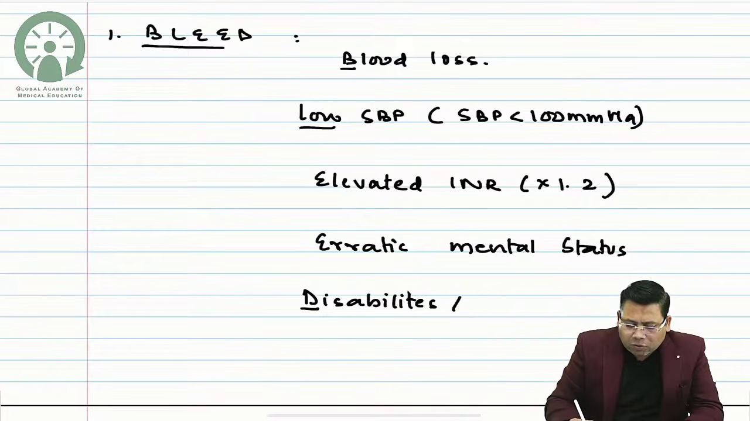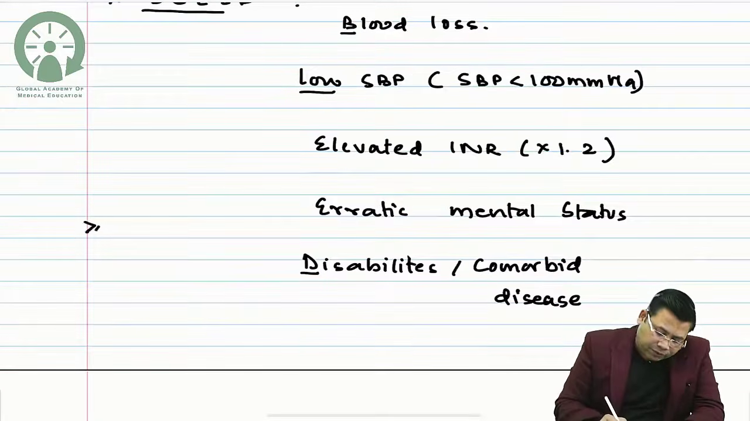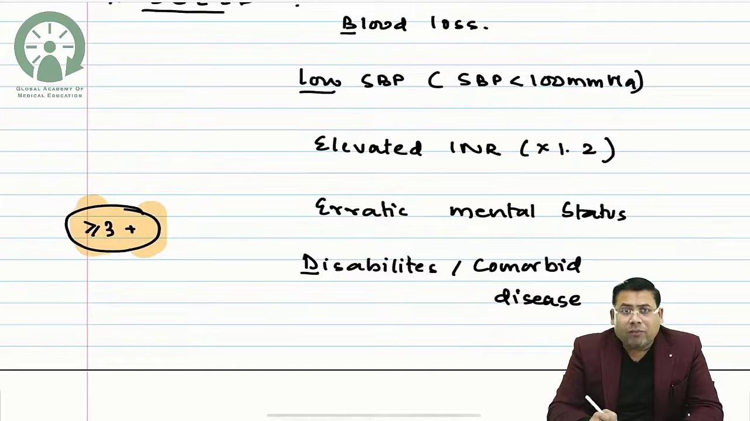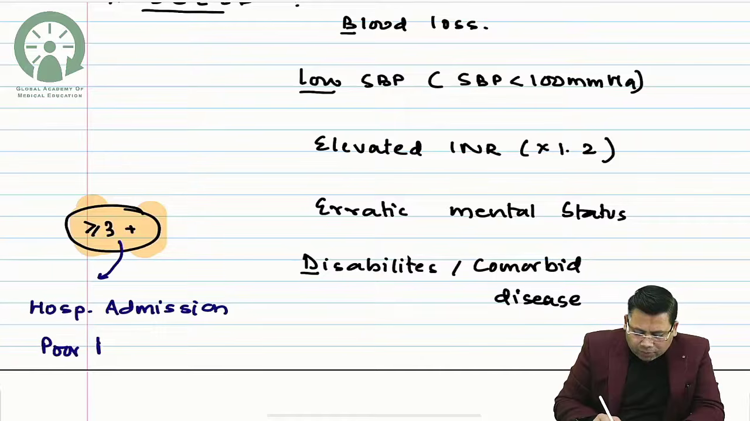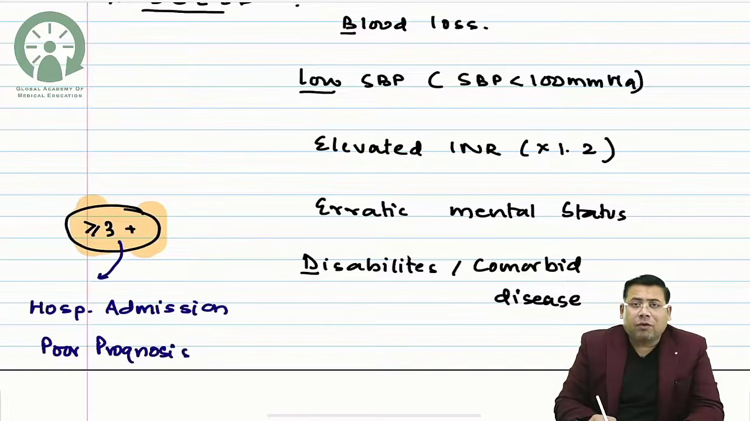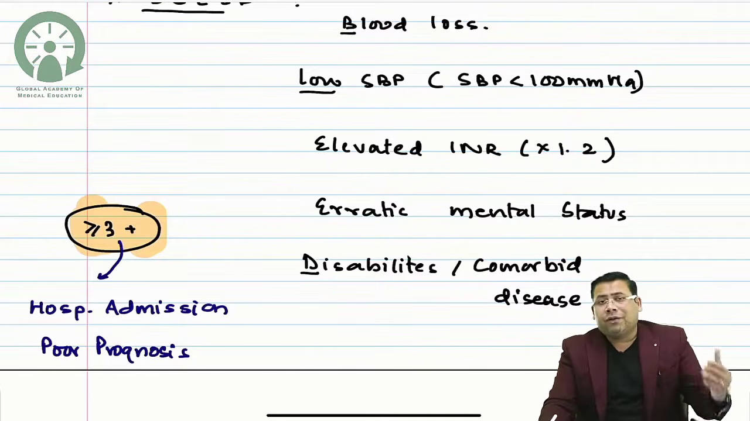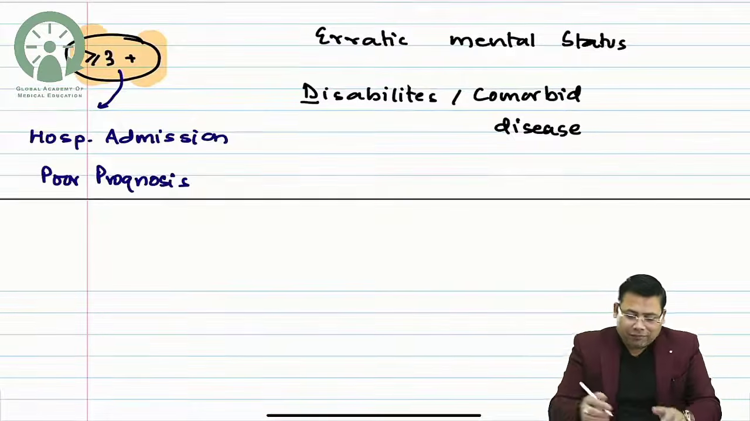Disabilities or comorbid diseases, they are very simple things that you need to understand. So, out of them, if 3 or more parameters are positive, this is first of all indicative of hospital admission. So, this is an admission criterion also. The second is it is associated with poor prognosis also. So, you cannot keep the patient daycare and discharge. It warrants further evaluation of the cause and hence treatment. So, this is about the BLEED classification that we actually see.